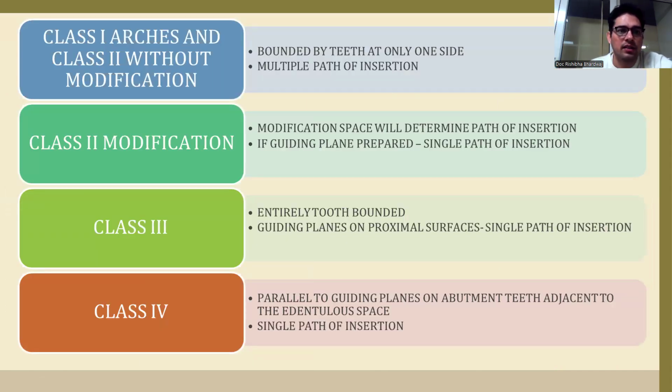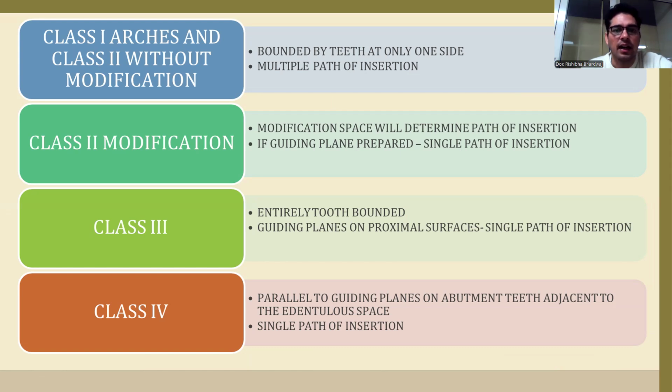Next are the class 1 arches and the class 2 without modifications. I hope we all are aware of Kennedy's classification and the Applegate rules. Here we are talking about the class 1 arches and the class 2 without modifications. There are no modification spaces, they are bounded by teeth at only one side, and multiple paths of insertion are possible. Class 2 modifications: the modification spaces will determine the path of insertion. If the guiding plane is prepared, a single path of insertion can be achieved.